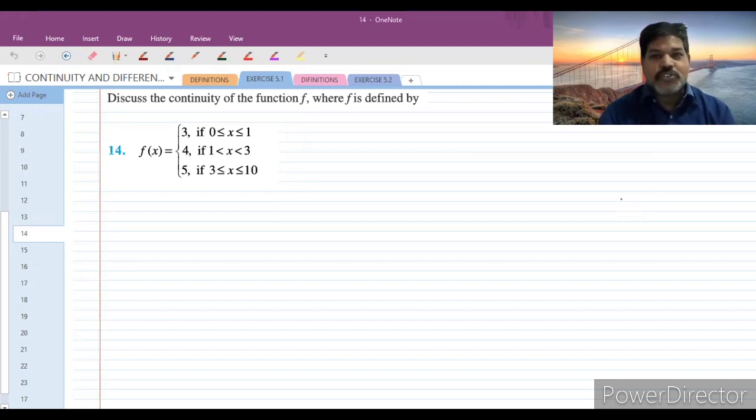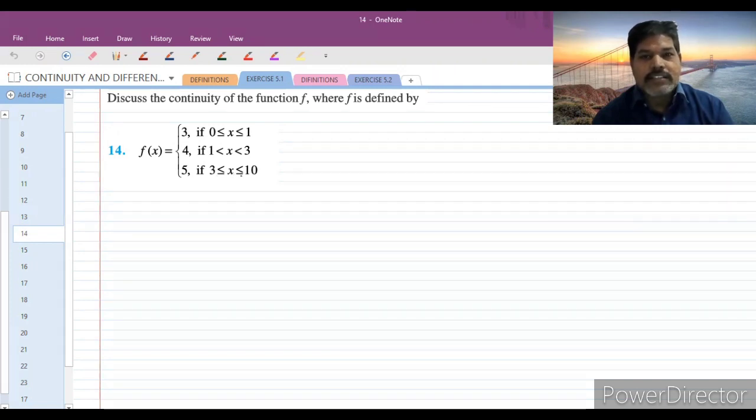So see the next question, students, question number 14. In this question, a number of intervals will exist, and they are given the interval. f of x is given as 3 if 0 less than or equal to x less than or equal to 1, and 4 if 1 less than x less than 3, and 5 if 3 less than or equal to x less than or equal to 10. They are asking to discuss the continuity of the function f where the function is defined.